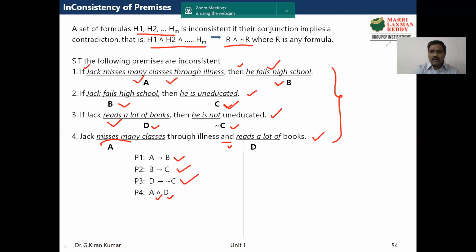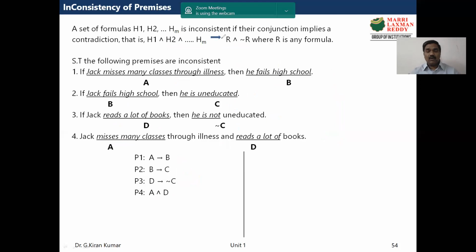Now let's recollect how to prove that they are inconsistent. Using all these premises, you derive any one contradiction statement, which is of the form R and negation of R. R could be any formula. It could be a simple variable. R may be A, then you derive A and negation of A. R could be B, then you should derive B and negation of B. R may be P implies Q, in that case you derive P implies Q and negation of P implies Q.